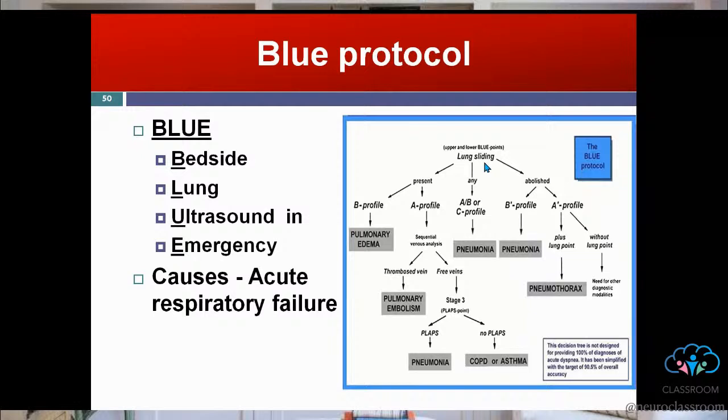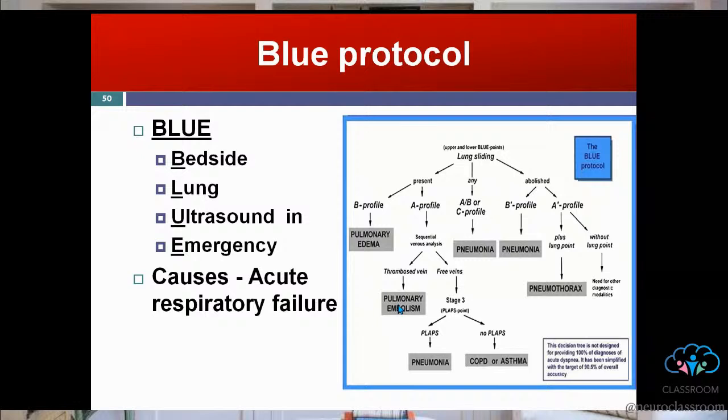First of all, we have to find whether the sliding sign is present or not. If it is present, then we follow this pathway. If it is not present, then we follow this pathway. Suppose the sliding sign is present and you find A lines, that is normal A lines. In addition to that, we have to scan the leg veins for thrombosed veins. So if you are getting the A profile and also a thrombosed vein, then the diagnosis will be pulmonary embolism.